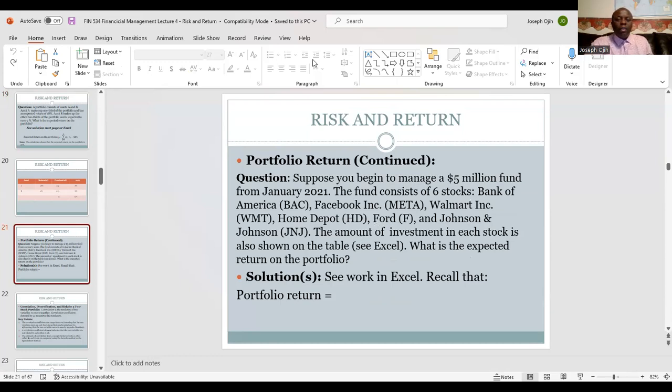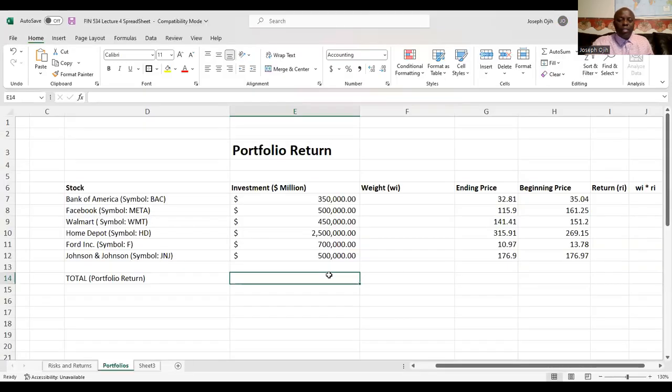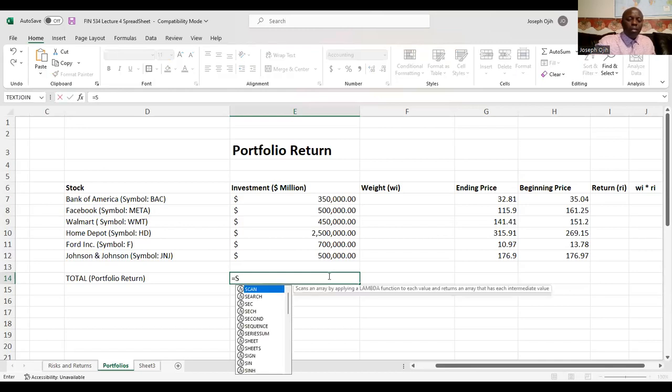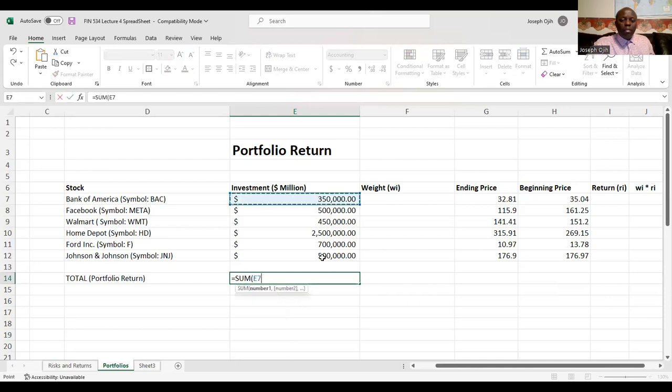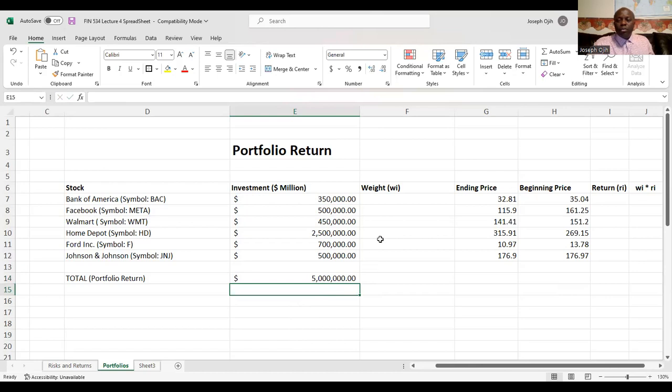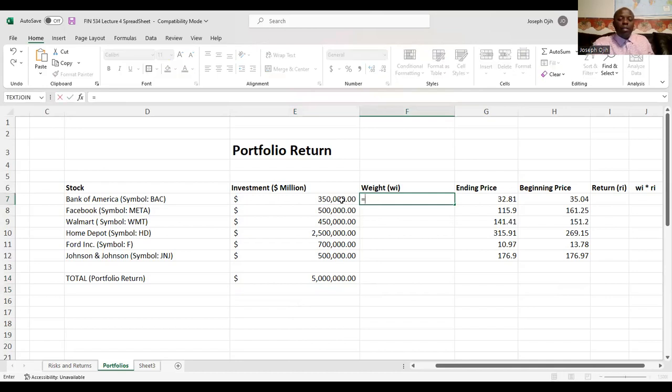So let's add our total, make sure it corresponds to 5 million. Let's add the sum, put equal and type in sum. Okay, double click on sum and then like this. Okay, enter key, see 5 million. So the weight for each of these can become, to find the weight, each of them divided by 5 million. So I have equals this stock divided by 5 million.